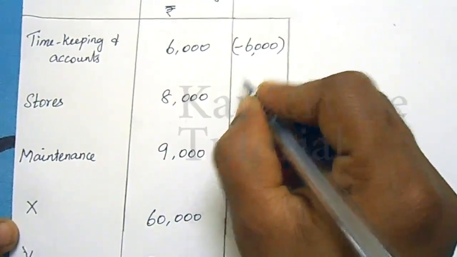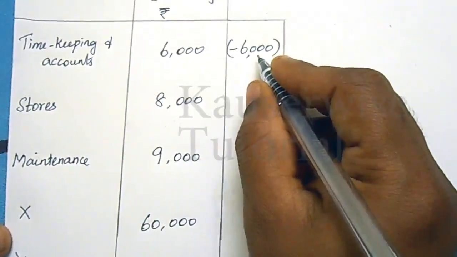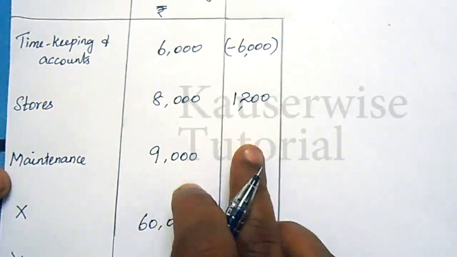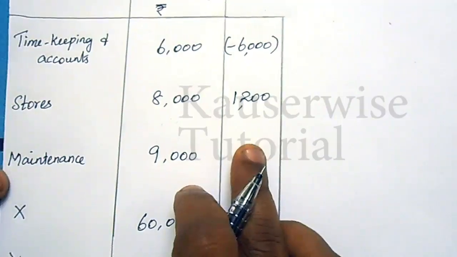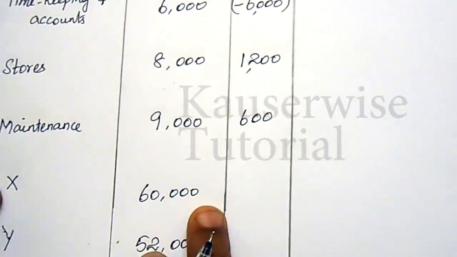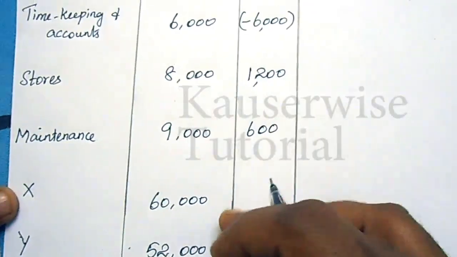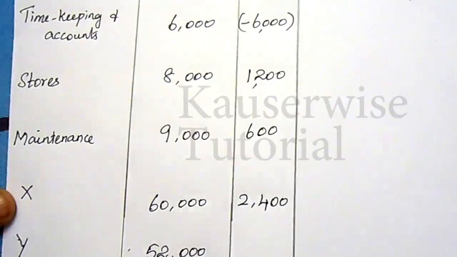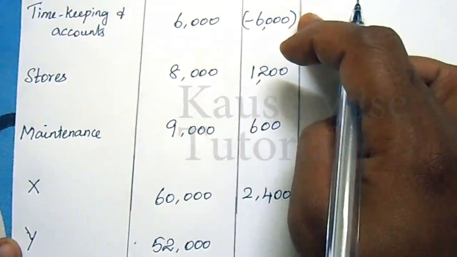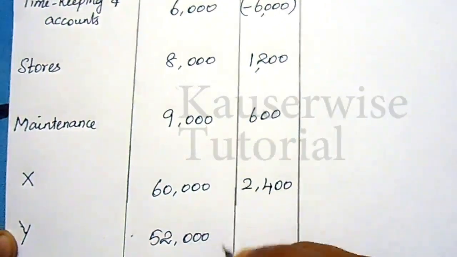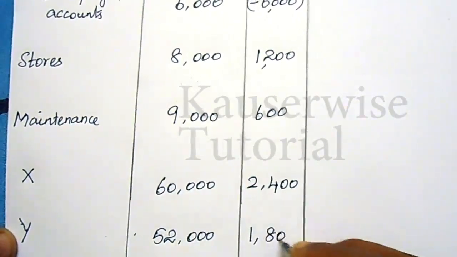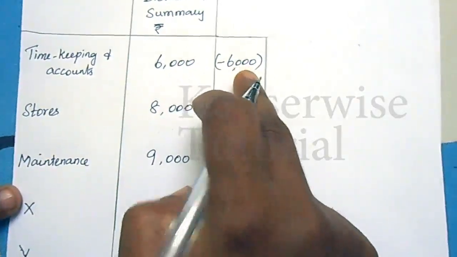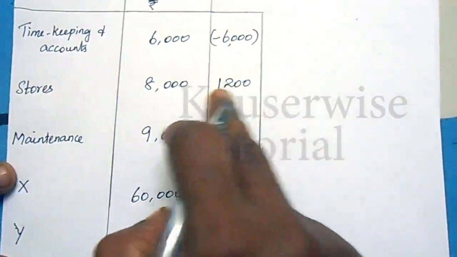So for the first one, 6000 into 10 by 50, 1200. For the next department, 6000 into 5 by 50, 600. For X, 6000 into 20 by 50, 2400. For the last one, 6000 into 15 divided by 50, 1800. Okay, step 1 is over. This entire 6,000 is distributed to all other departments. Now go to the next step.